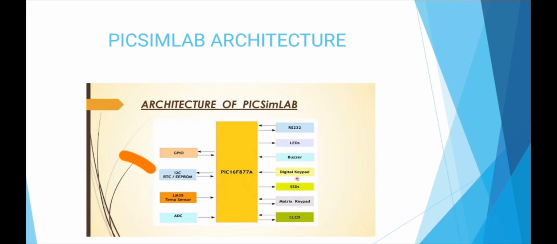Then the RTC and EEPROM. The RTC stands for real time clock, and it is an 8-pin device, and it keeps track of the current time. Then the last one, GPIO. It is only used to produce PWM signals.